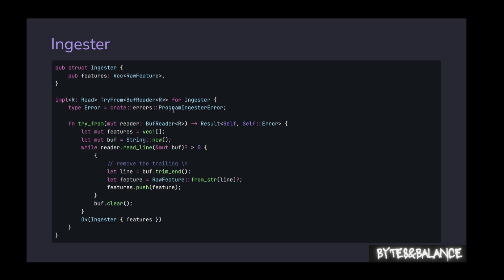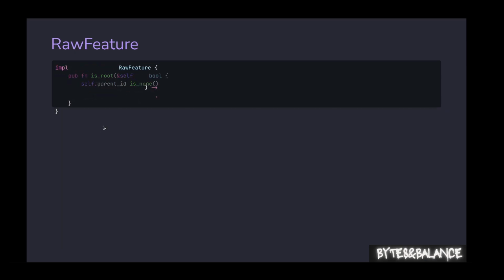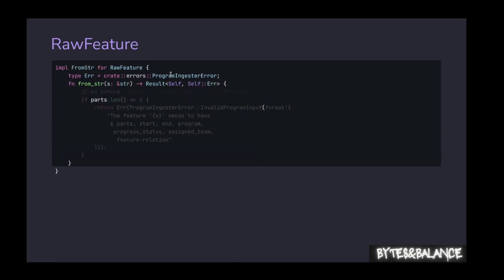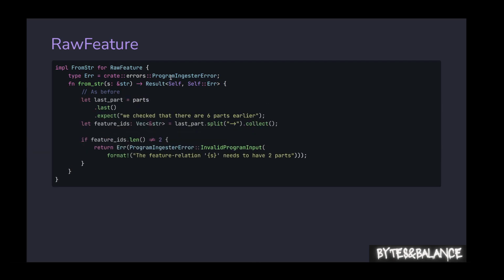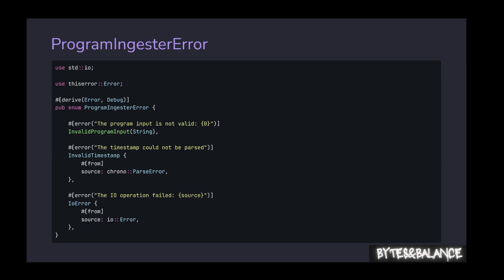which is program ingester error in multiple places. When we implemented ingester here, this type error, and also in the implementation of rule feature, we have seen this type, program ingester error. So now it's time to actually define this type.